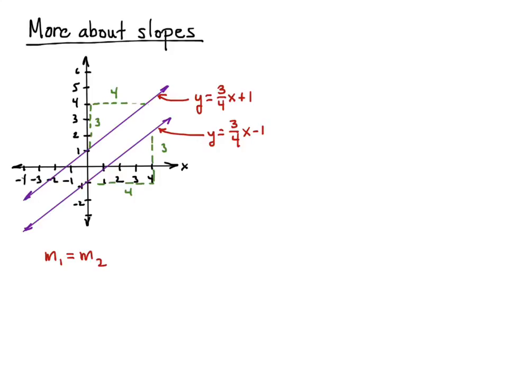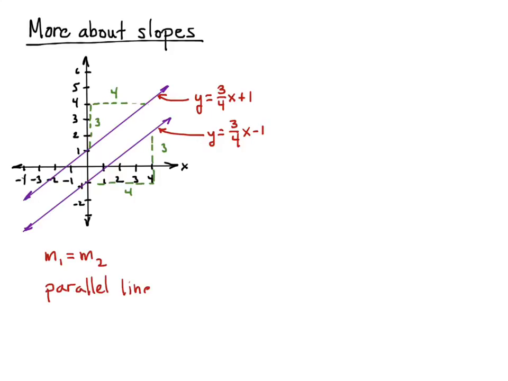The lower line has the same slope. It has a run of 4 and it goes up 3, so the rise over run is 3/4. This one has a different intercept. Notice the intercept of the top line is positive 1, and the intercept of the lower line is negative 1. Okay, so the intercepts are different, but the slopes are the same. So I'm going to say m1 and m2 are the same thing.